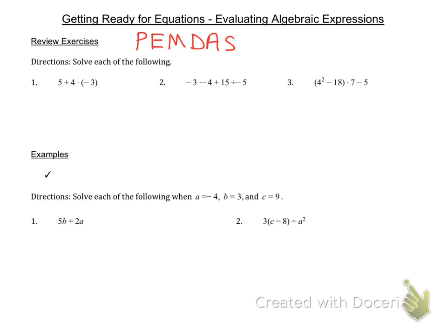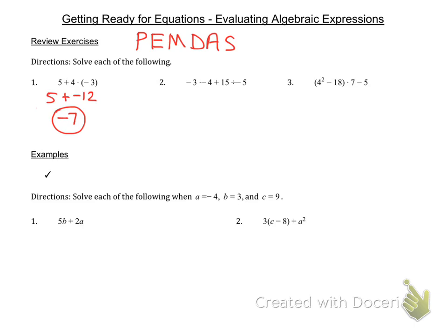According to order of operation rules, first you need to do multiplication. So 4 times a negative 3 is a negative 12. So you're going to have 5 plus a negative 12. And 5 plus a negative 12 is a negative 7. So your answer is negative 7.